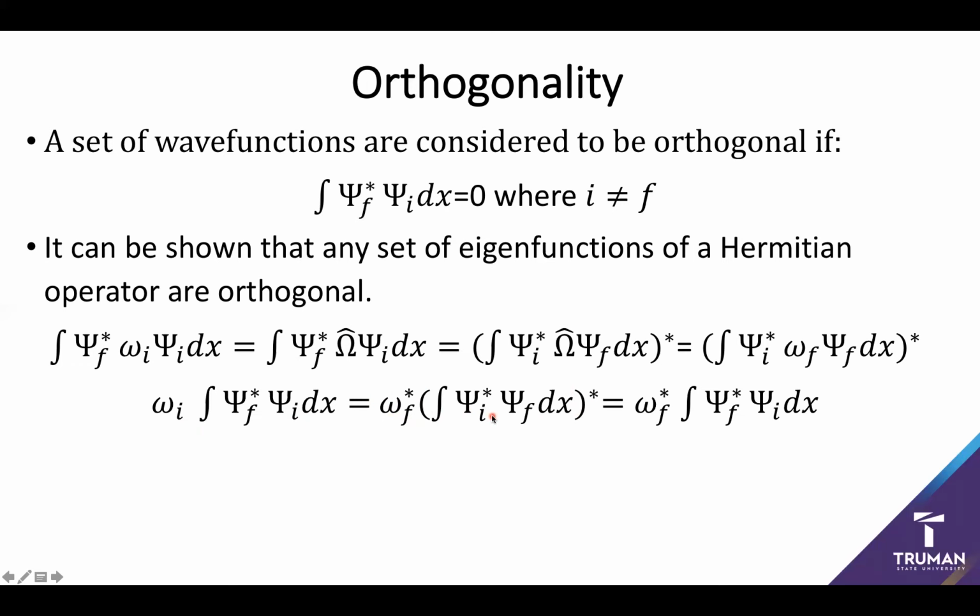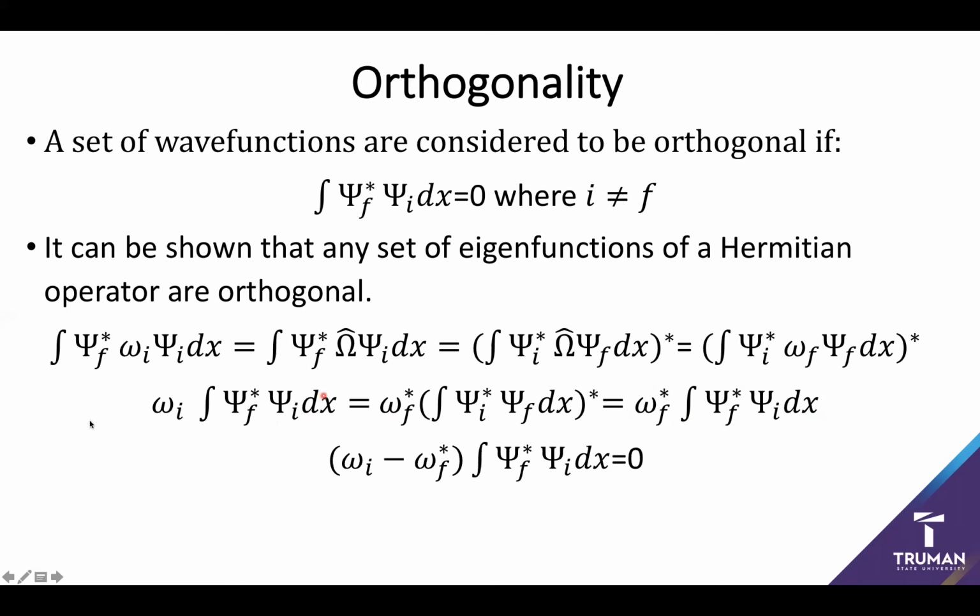However, we've already shown that the complex conjugate of this integral will be the same thing as just flipping the order. So now we're left with the complex conjugate of the wave function of f times the wave function of i. Now you'll notice that this means that we have two shared wave functions over here, and the only difference is going to be our eigenvalues. So what we can then do is take this whole expression on the right and move it over to combine with the expression on the left.